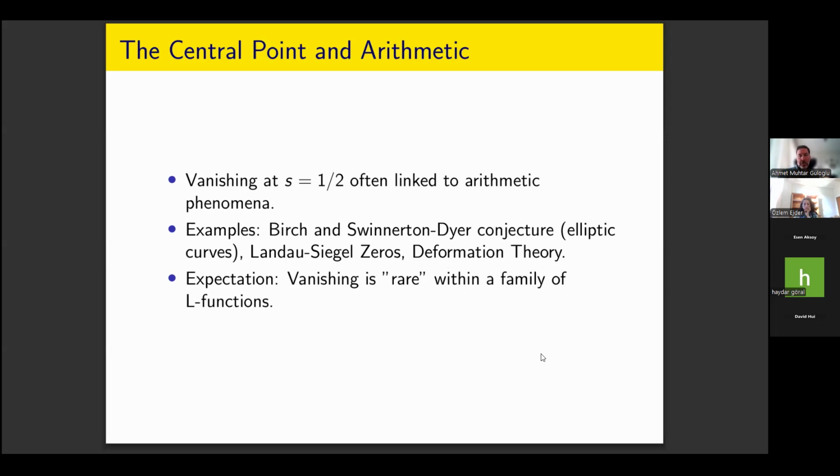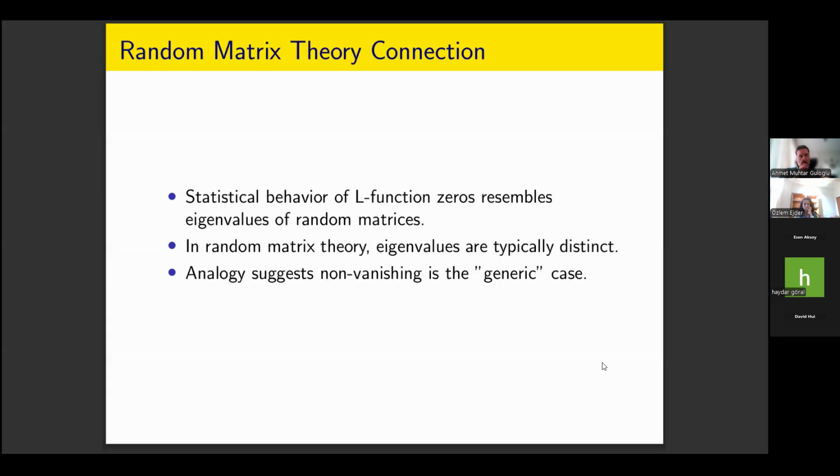As I told you, vanishing is expected to be rare within a given family, depending on what the family is, of course. And one of the main reasons why it is expected is because of random matrix theory and the relation between the matrices and the zeros of L functions. We're going to talk about this later. And because of this, if you can establish an analogy between these two, then you can get some non-vanishing results, basically.